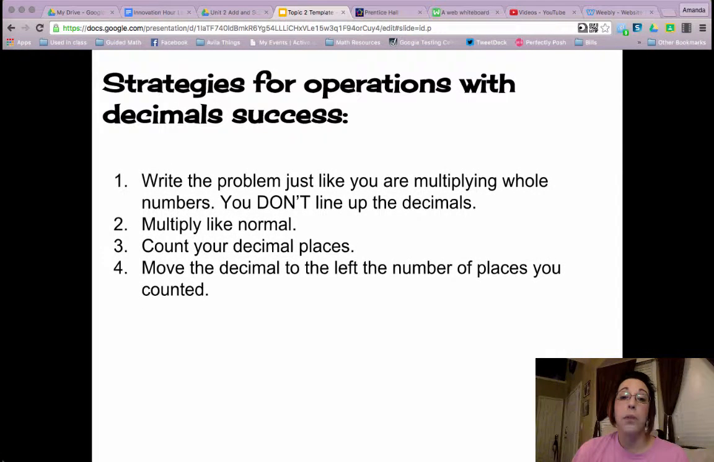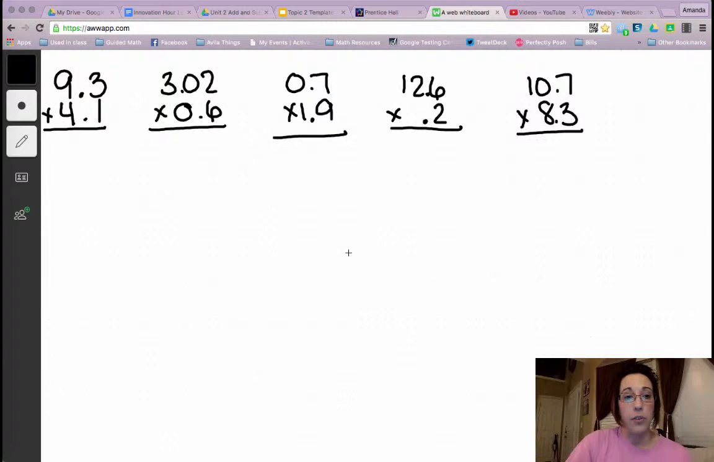You write the problem just like you're multiplying whole numbers. Don't worry about lining any decimals up. Multiply like normal, count your decimals, and then move your decimal to the left, the number of spaces you counted. So let's look at some practice problems to help us out with multiplying decimals by decimals.